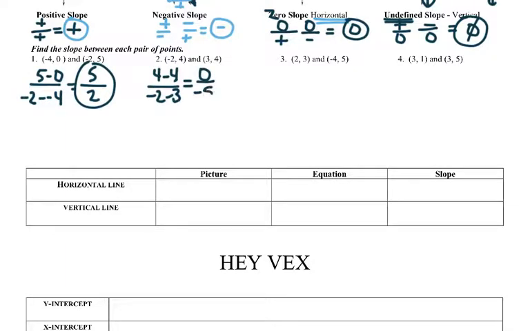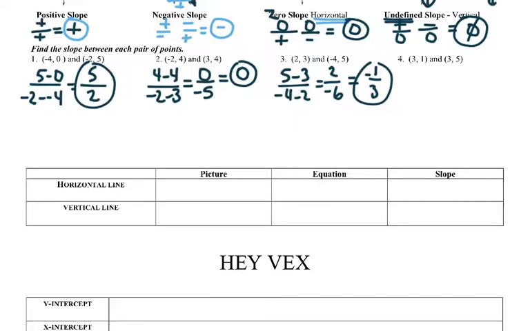You cannot leave an answer like that. That is not reduced. You need to reduce it to, yes, 0. 5 minus 3 over negative 4 minus 2. Same thing here. You cannot leave an answer like that. You have to reduce it. By the way, with a negative slope, it doesn't matter if it's negative in the top, the middle, or the bottom.